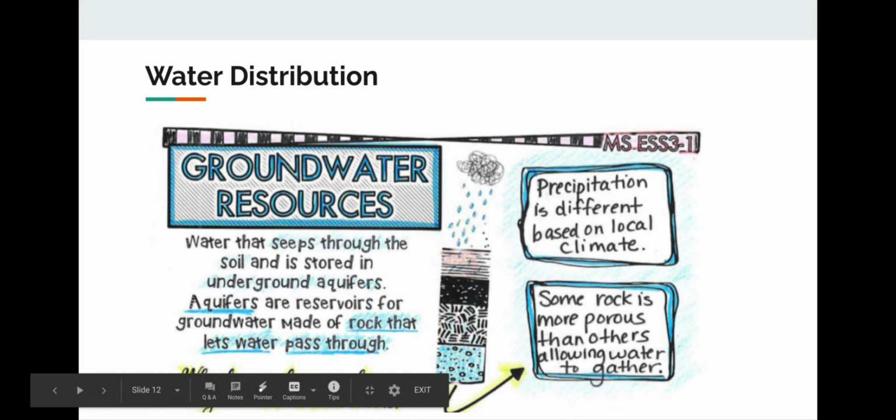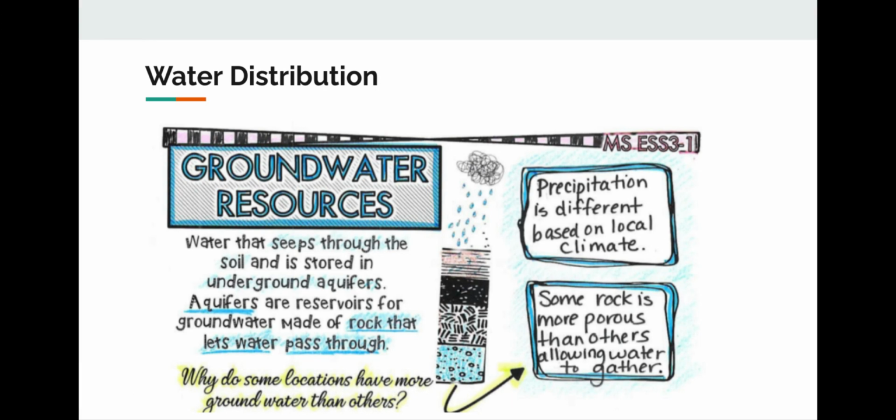Let's look at water distribution. So groundwater is a resource that we have. All that groundwater is water that seeps through the soil and is stored in underground aquifers. Aquifers are reservoirs for groundwater. They're made of rock that lets water pass through. So some rocks are more porous than others, which allows water to gather. That's how we have this shell or basin in which water collects.